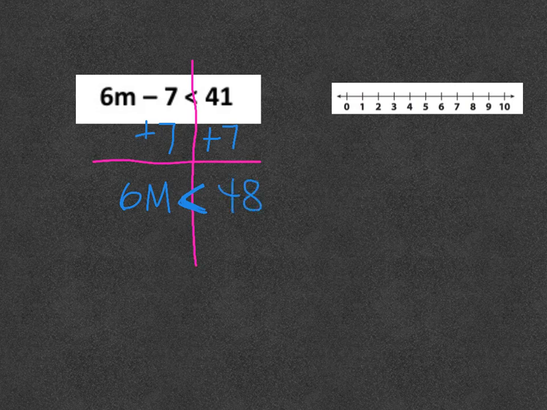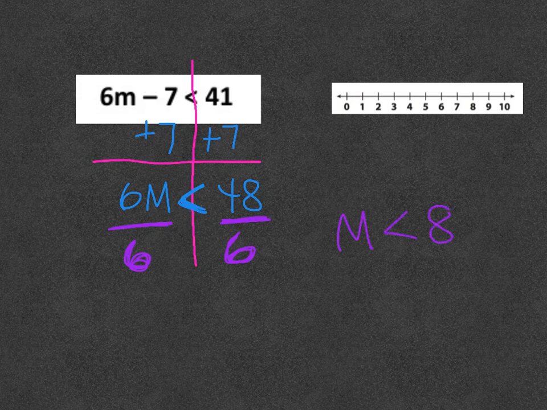Now that I'm down to this final step, it says 6m. Well, some people are going to say, I just know this and it's 8, which is fine. It's going to be dividing by a positive 6. If I divide by positive 6, there's no need to flip or reverse this sign. And then I would just say m is less than 8.